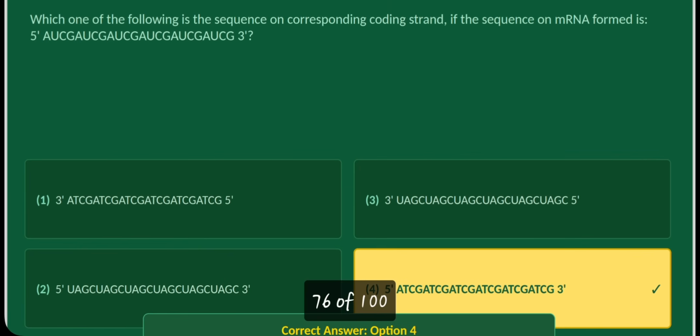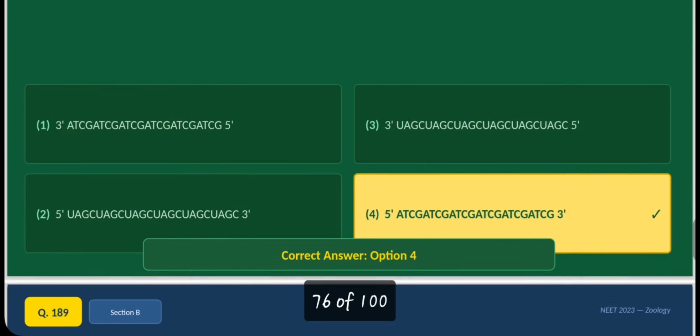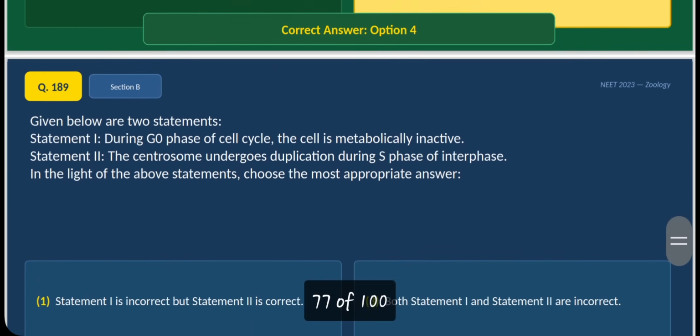See, template strand will be complementary. Coding strand of DNA, they are not involved in the synthesis of mRNA, but they have similar coding sequence as that of mRNA, except instead of uracil, they'll be having thymine. So fourth option is correct one. This is a tricky question that they have asked.